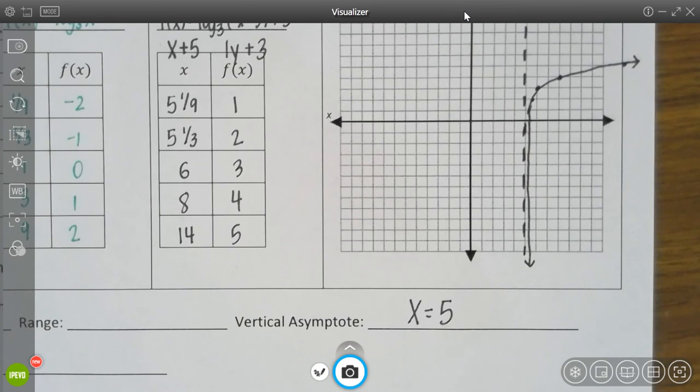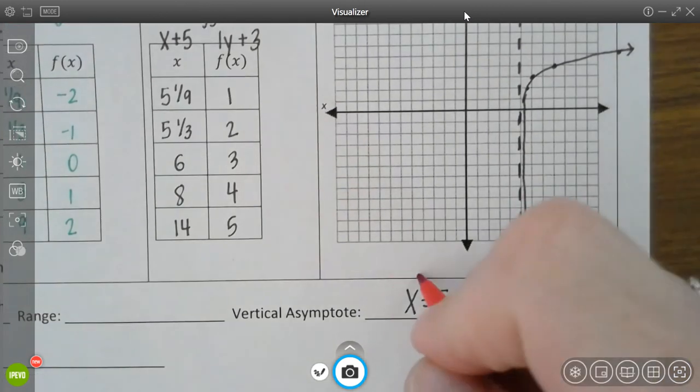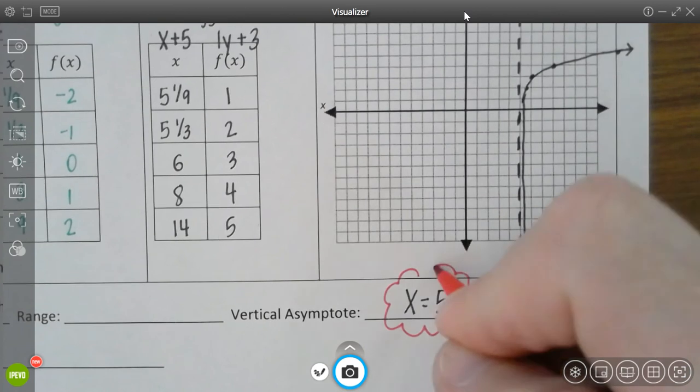And for the exponential functions that we were graphing, we said that the horizontal asymptote always had to do with the k value. What do you think about the vertical asymptote in these logarithmic functions? What value do they have to do with? Yeah, the h value, right? If our vertical asymptote here is x is equal to 5, that's our h value.